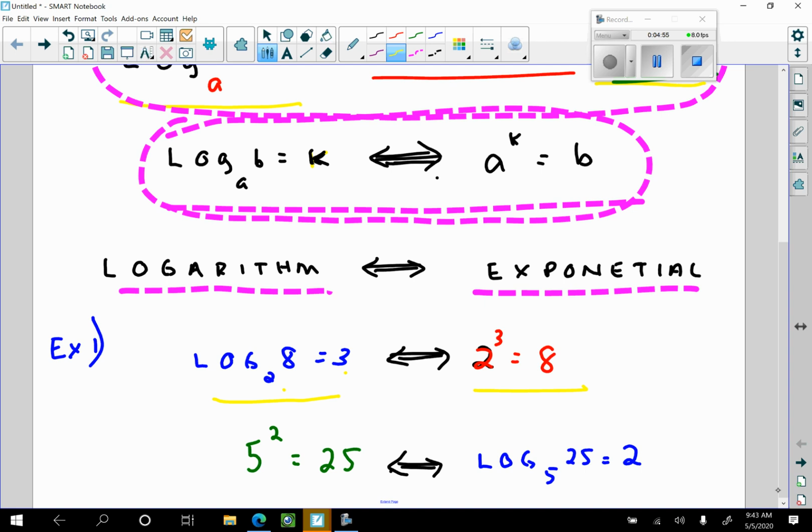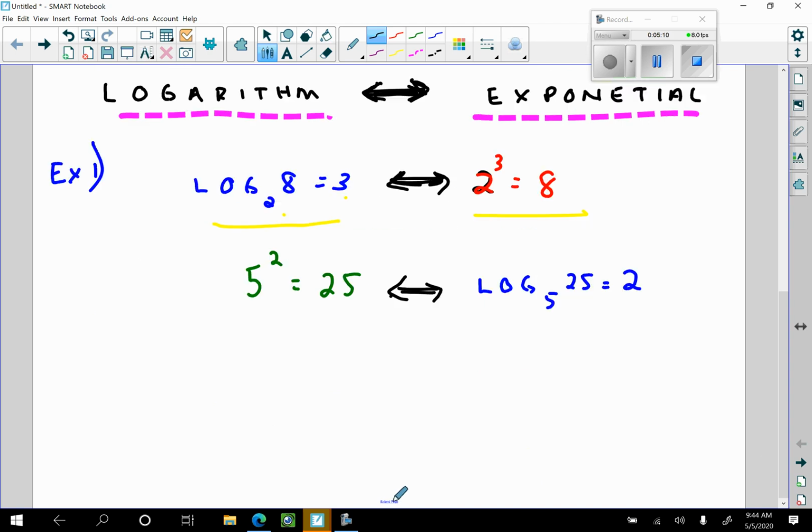Well, I could do the other way. Note that these arrows go both ways. So it's going to go this way and this way. This is an if and only if statement. So they go both ways. So if I can start out over here with the exponent, 5 squared is 25, 5 is the base, I can write that as a logarithm. What logarithm? Well, it's going to be log base 5 of 25 is equal to 2. Why is this true? Because 5 squared is 25. So I can take this exponential equation and write it as a logarithmic equation.